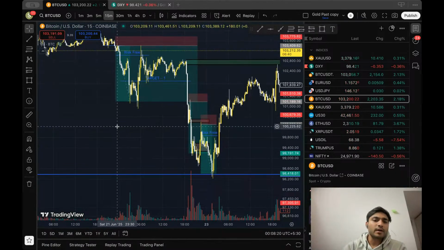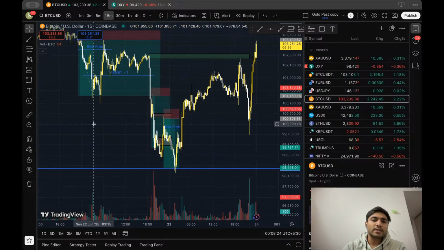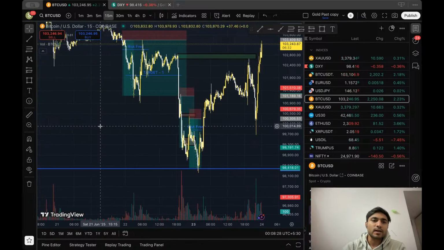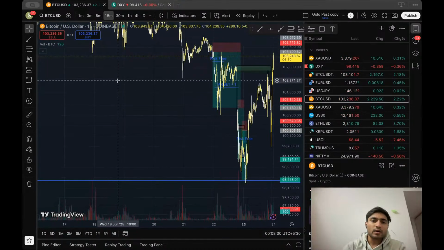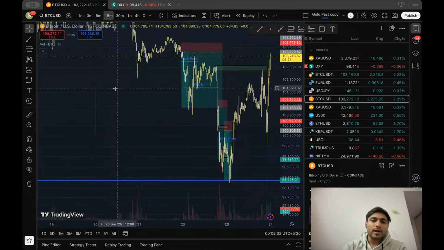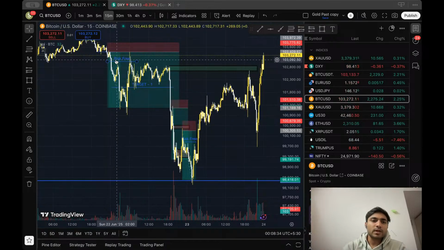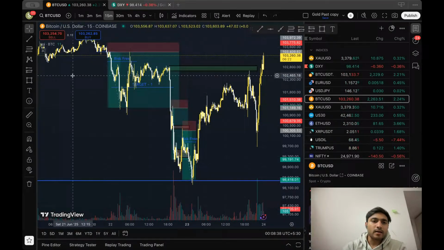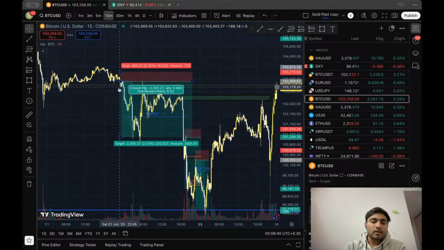I went a little different from gold because I've observed that BTC follows a trend and stays with it. On the daily time frame, it was breaking the supports. I saw that and took an entry here, and that gave a great profit, 2000 points.